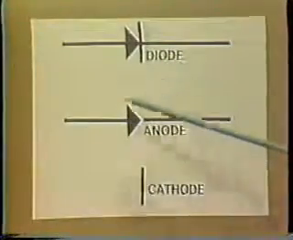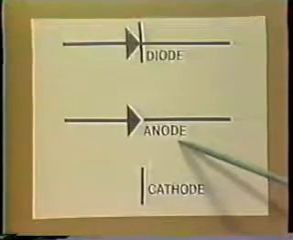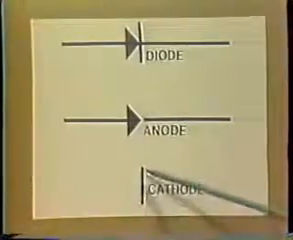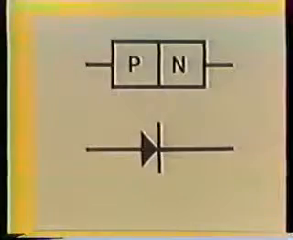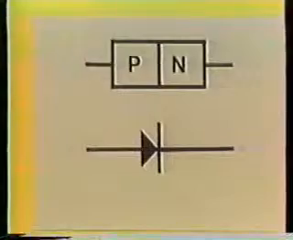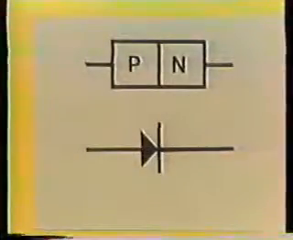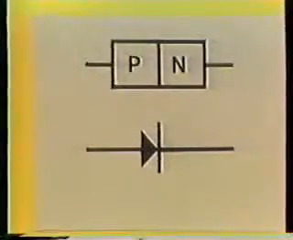The P side is represented by the arrow and is called the anode, or sometimes the plate. The N side is represented like this and is called the cathode. The P side is the anode, the N side is the cathode. The arrow points in the direction of easy current flow, or in the direction of conventional current flow.